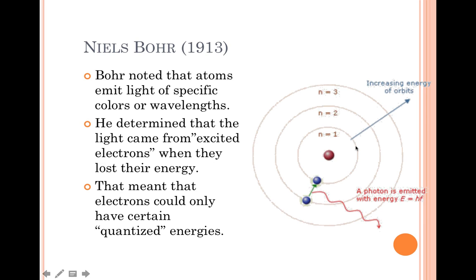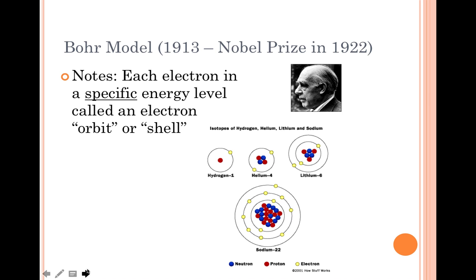And again, it's because the colors, and we're going to see this in a lab soon, the colors that came off corresponded to specific energies. We'll talk more about that as we go on, but essentially he arranged these electrons so they could only have certain energies. So in your notes you should write what he found out in 1913 and then won a Nobel Prize in 1922: that each electron is in a specific energy level, and these energy levels he called electron orbits or shells.